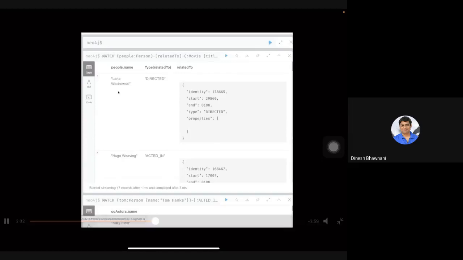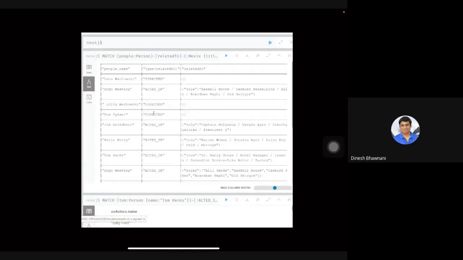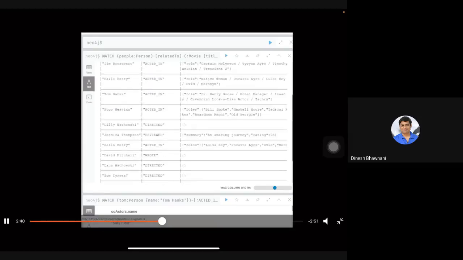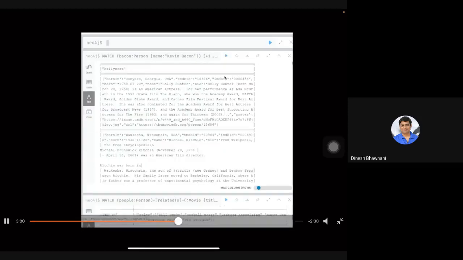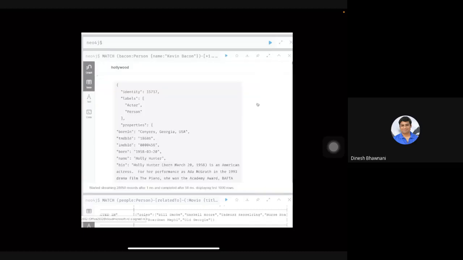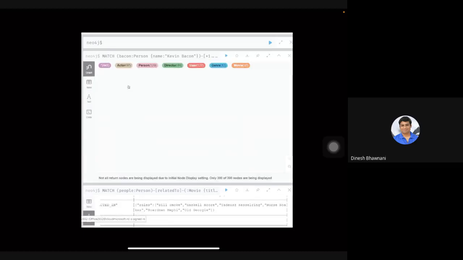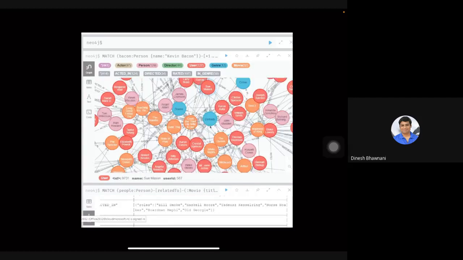So you'll get this comprehensive table. Directed, acted, anybody who's related to Cloud Atlas will start showing up. Simpler query. And then Kevin Bacon, and also we're going to use the Bacon traversal method so that you will get limited outcomes. And inside the graph, you can go and see who are Kevin Bacon's related connections.